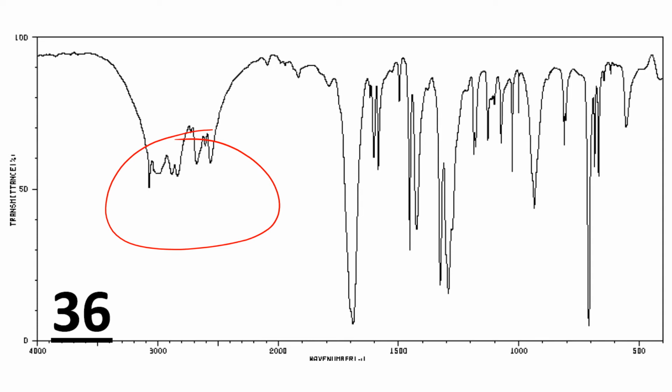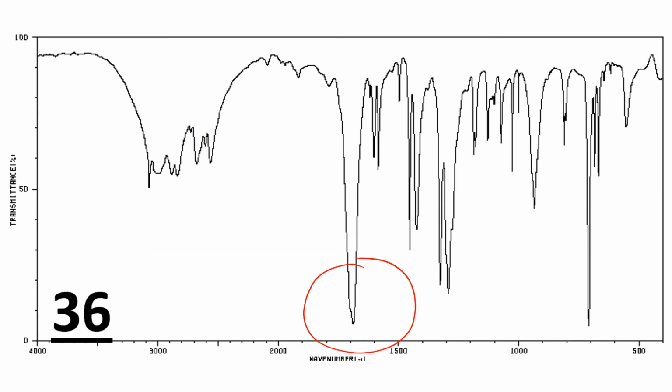Our last bond we want to look for is a C=O. That usually presents as a peak right around the 1700 region. I can see that here. That can be a C=O for an aldehyde, for a ketone, for a carboxylic acid, for an acid chloride, and for an ester. And I can already identify which one it is. I know that it is not an aldehyde or a ketone because I have this O-H peak here. Aldehydes and ketones do not have O-H peaks.